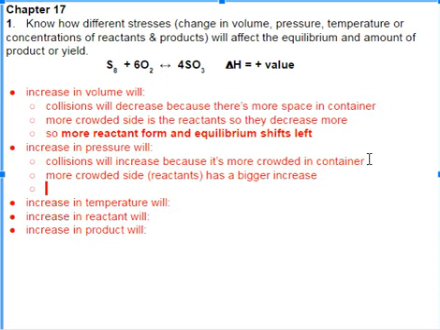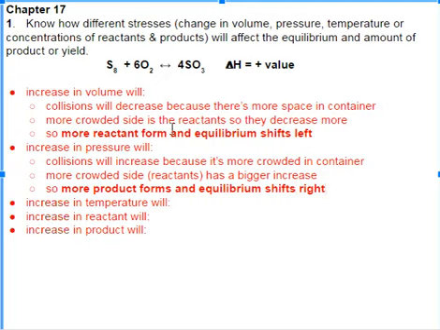So if you increase the collisions on the reactant side, more product forms, because that's what happens when reactant collides. It forms product. So now your equilibrium shifts right. Okay, questions so far on volume and pressure? So it's not always the same. It's more about which side's more crowded. You have to look at the equation and see.